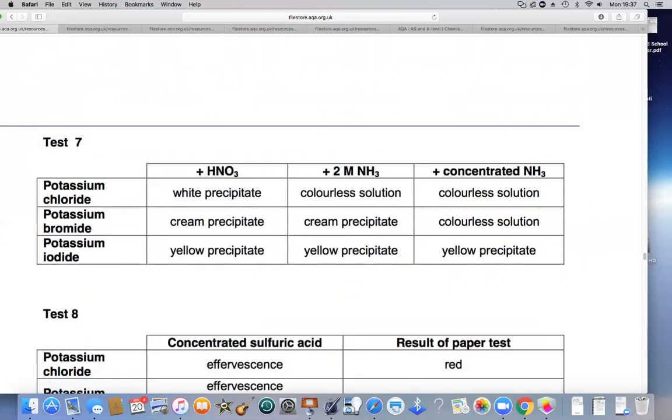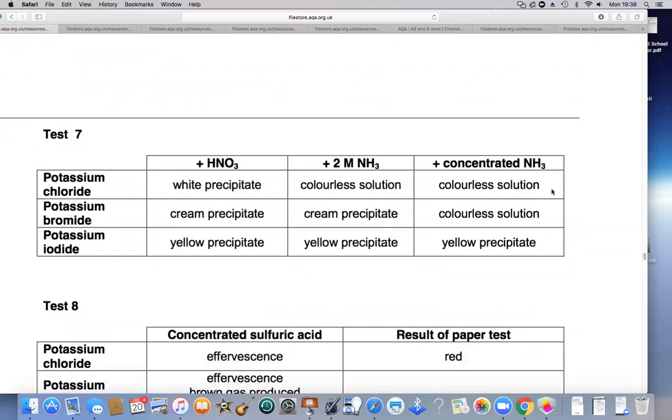Okay, now this one's worth a closer look. This is your silver nitrate test for the presence of chloride, bromide, and iodide. With nitric acid followed by silver nitrate, you get a white precipitate with chloride, cream precipitate with bromide, yellow precipitate with iodide. I'll say it again, call it cream, don't call it creamy. You're asking for trouble if you do that.